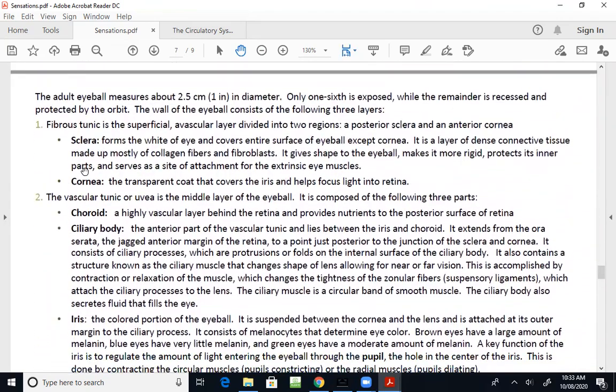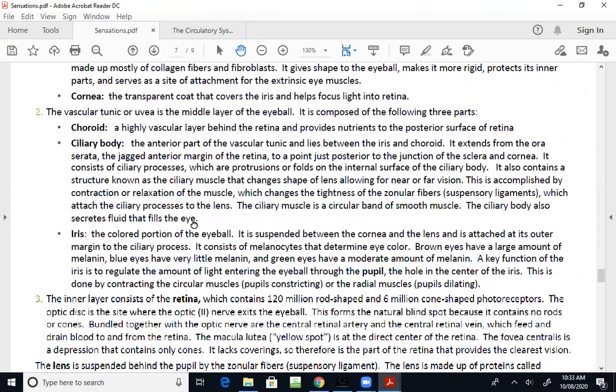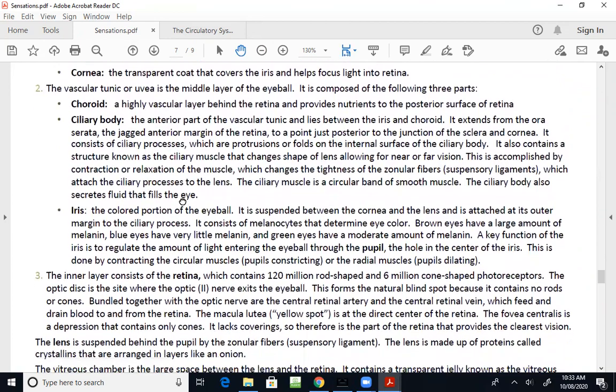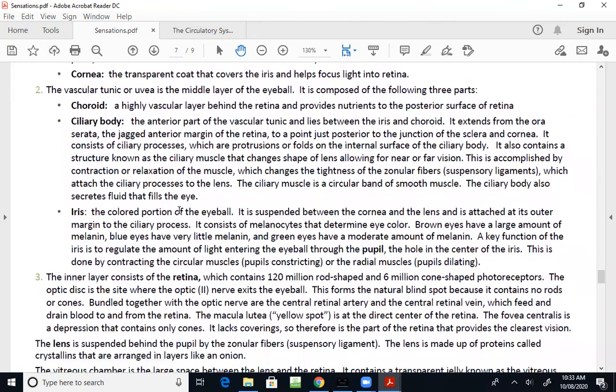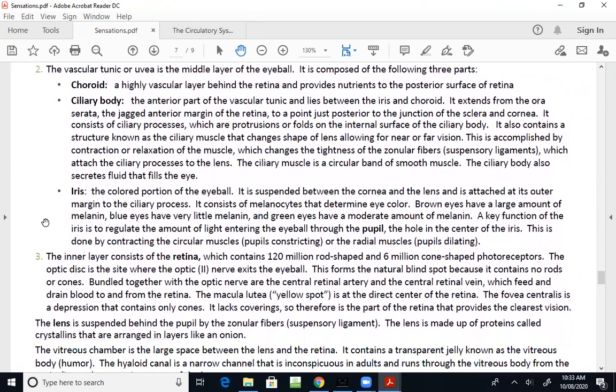The cornea is actually the most frequently transplanted organ. At least that's what I read somewhere. When people pass away, that's one thing that they'll take, the clear part of their eyes.